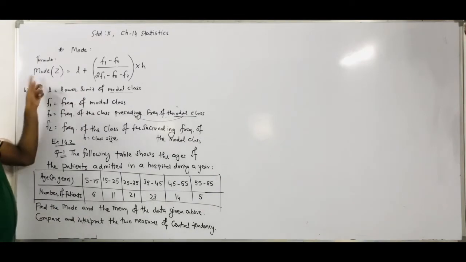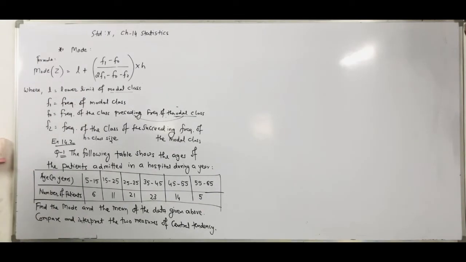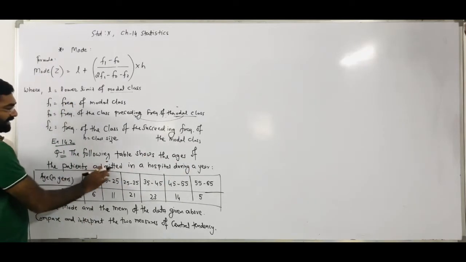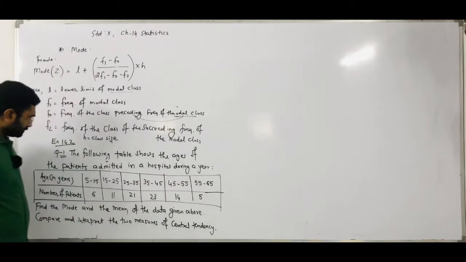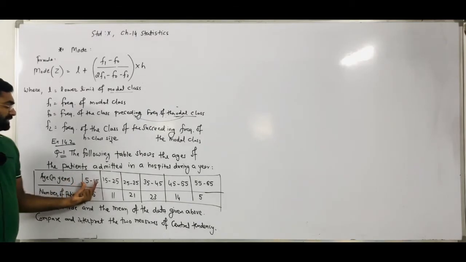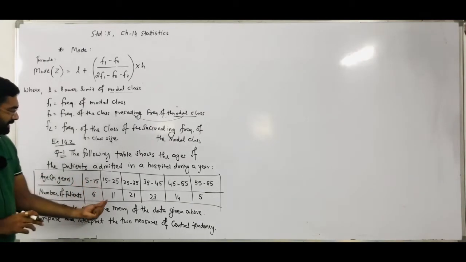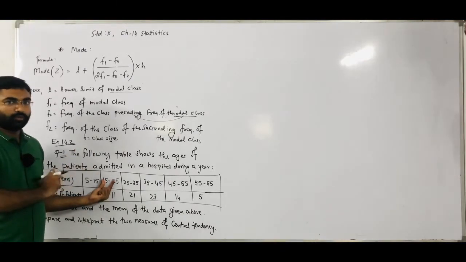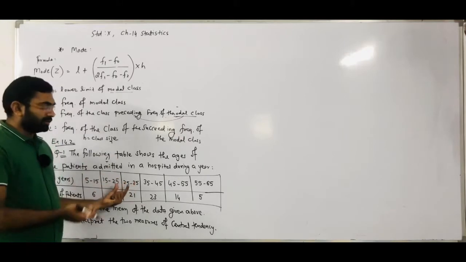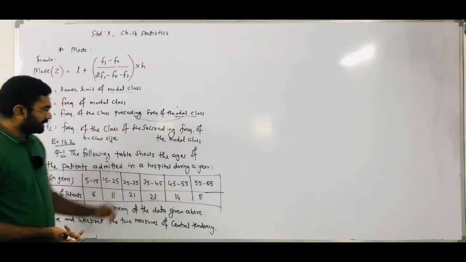Now based on that formula we have to solve our exercise 14.2, in which the following table shows the ages of patients admitted in a hospital during a year. Ages in years are given in group form along with the number of patients. The table means that there are 6 patients whose age is between 5 to 15 years, 11 patients between 15 to 25 years, and 21 patients between 25 to 35 years.